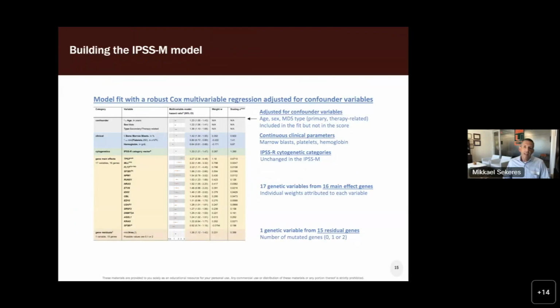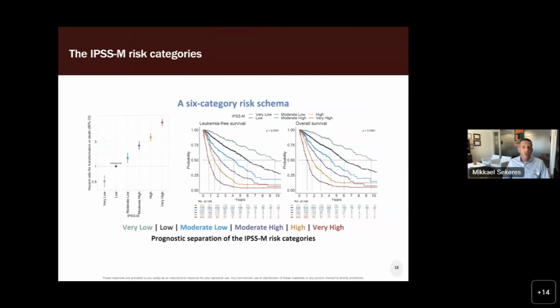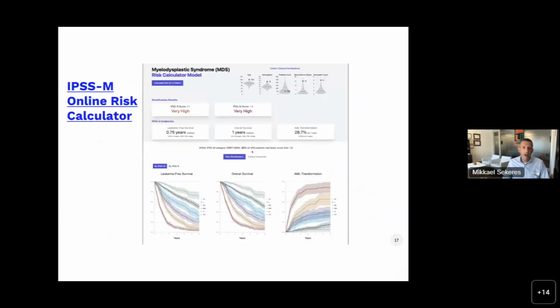This was analyzed using the Cox multivariable regression model that looked at confounder variables, clinical parameters, and IPSS-R cytogenetic categories in addition to the mutations. And this generated curves that had nice separation between them as well. Once again, this is a system where a lot of data have to be entered online to calculate a final score and a final prediction of how long a patient is going to live, how long they're going to live without leukemia, and their AML transformation rate.